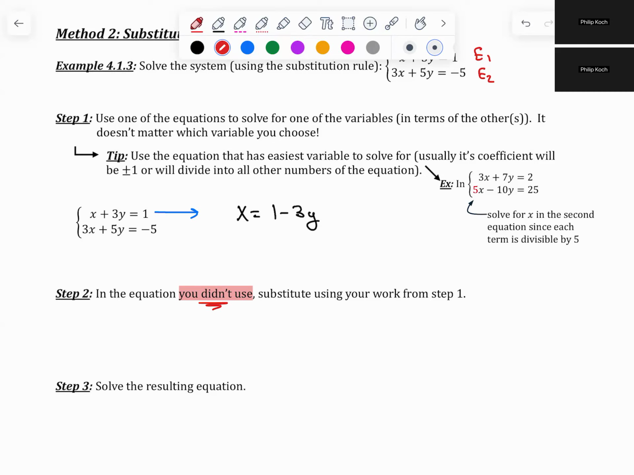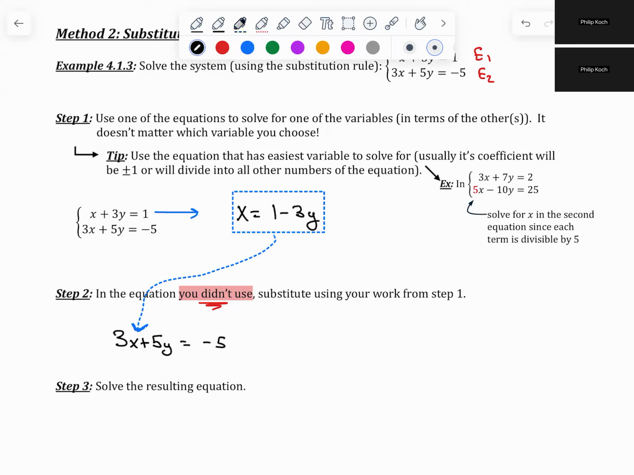And I'm going to show you why you don't want to plug it into the original equation that you did. You'll see in just a moment. That is to say, I'm going to take this. So rewrite the second equation, which was 3x plus 5y equals -5. And I'm going to take what I just solved for, what x is in terms of y, and substitute it in for x. So I'm going to replace x with 1 minus 3y.